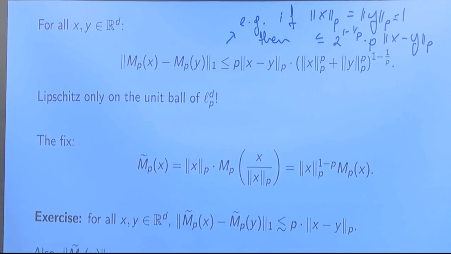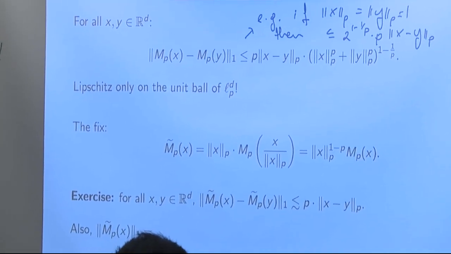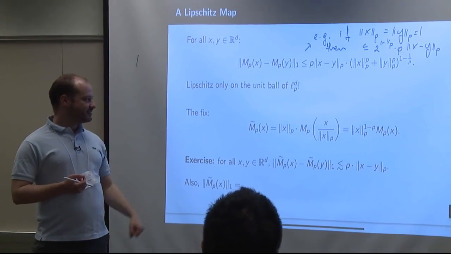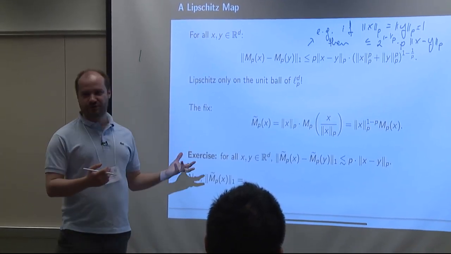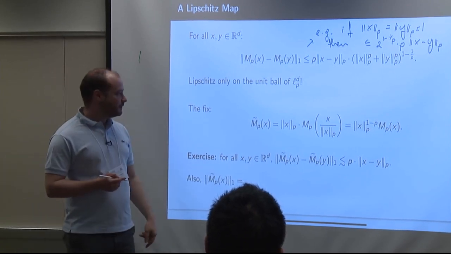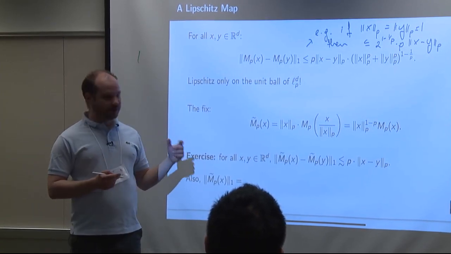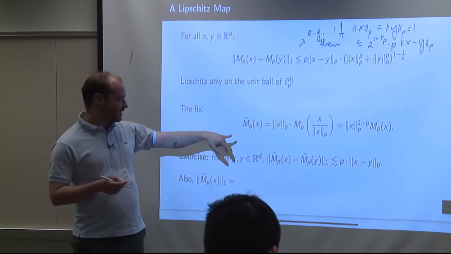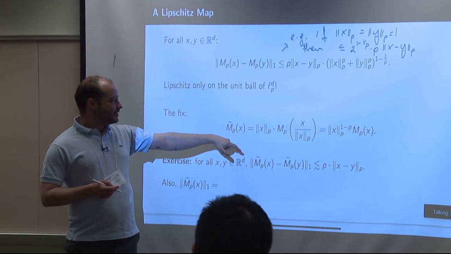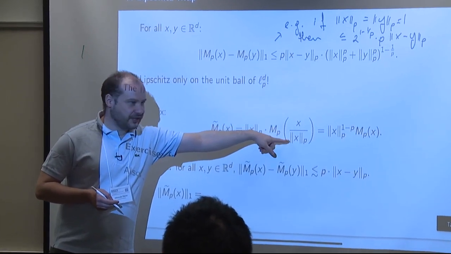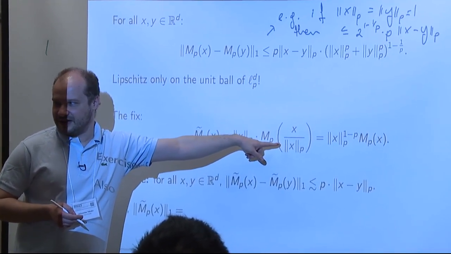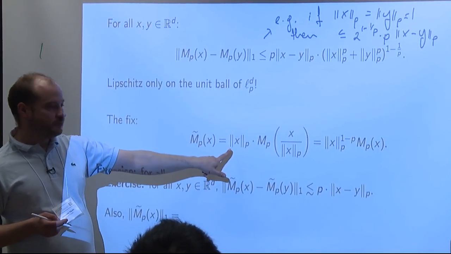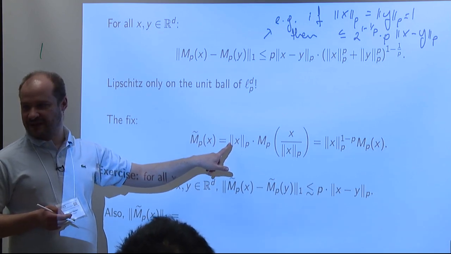So how can I make sure I have this non-expansion property for the whole space? Here's the simple fix. You just make it true. You create a new map, which is the Mazur map redefined, rescaled. For this new map, I first take the point and bring it to the sphere where I know things are nice. And then I scale the result by the actual LP norm of this point x.